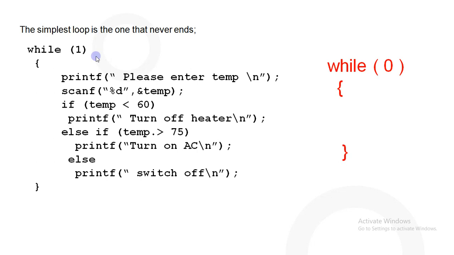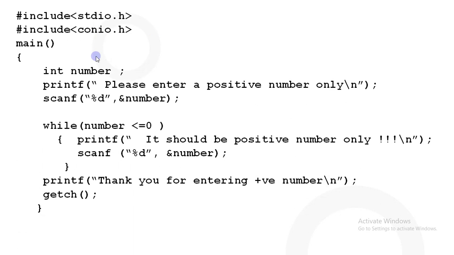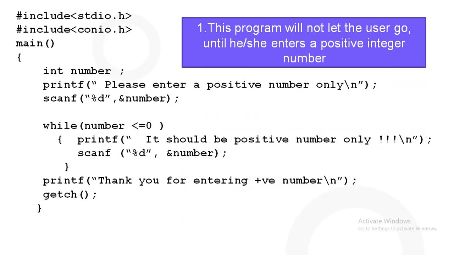Let us look at the first program. This first program, a candidate example of the while loop, is shown here. This program will not let the user go until he or she enters a positive integer number. These two files are included as usual. Main comes over here, and the integer number is declared. Please enter a positive number only. The user is directed to enter a positive number only.